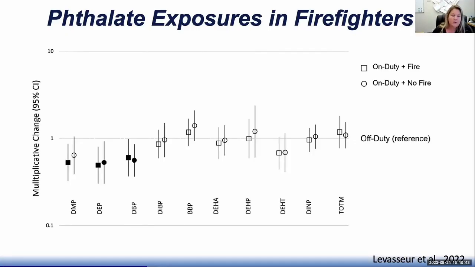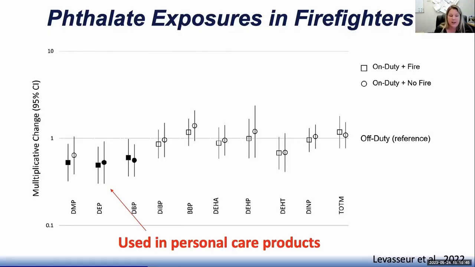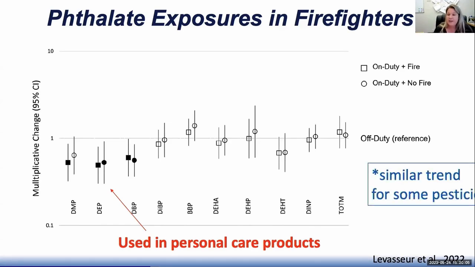And if anything, there were a few of these phthalates down here, these low molecular weight phthalates, where their exposure was higher off duty compared to on duty. Many of these are used in personal care products. So this suggests to us that firefighters are having higher exposure to these while they're off duty, probably because they're just using different personal care products when they're at home versus when they're at work. We also saw a similar trend for some of the pesticides in our panel, primarily pesticides that are often used in flea and tick medicine. So again, probably just due to differences in spending more time around pets at home versus when they're working. But again, this highlights how you can use these in a manner to look at differences in exposure profiles depending on your activity.